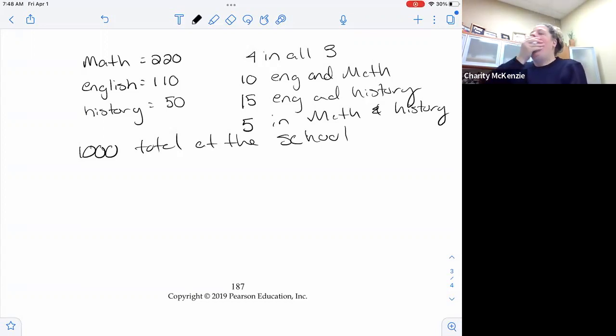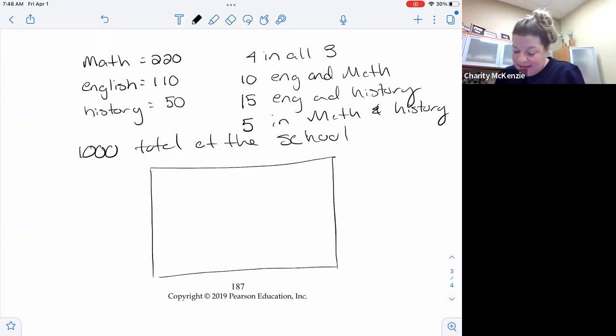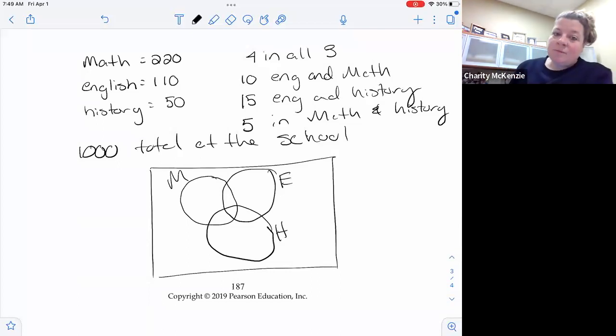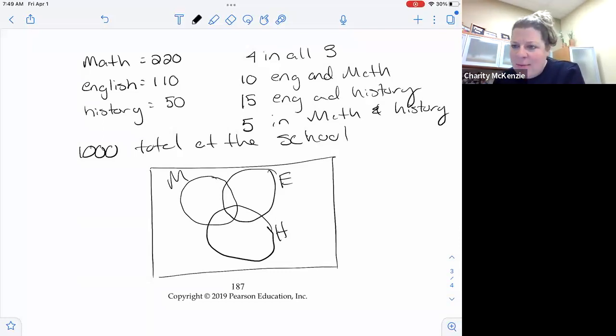Okay, so how would I make my own? Well, this one has 3. I would make my square, or rectangle, whatever, that represents the full universe. And I have 3 sets, so I don't want just 2 circles. I want 3. So I'm going to have 1, 2, 3. And this would be math, English, and history. Okay. And what we do is we start with the middle. How many people were in all 3 types of classes? There were 4. That's what we set up. There are 4 people in all 3.